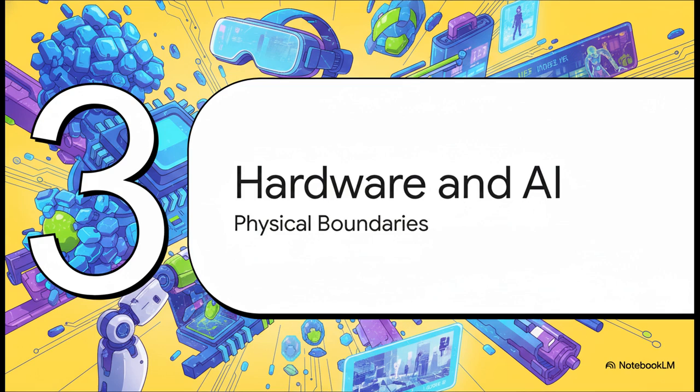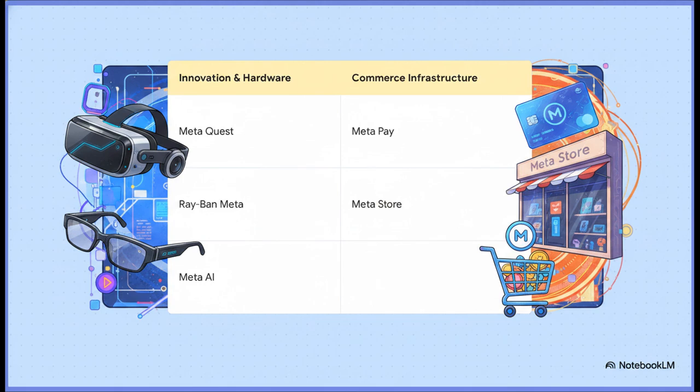But hey, the text doesn't stop at digital social networks. Section 3, next-gen hardware and AI, pushing physical boundaries. These links point directly to their future ambitions. Based on the branded links down there, we can perfectly categorize their massive push from software into physical reality. Under innovation and hardware, you spot Meta Quest. That's their huge investment in virtual reality, and Ray-Ban Meta, representing their jump into smart glasses and AR.